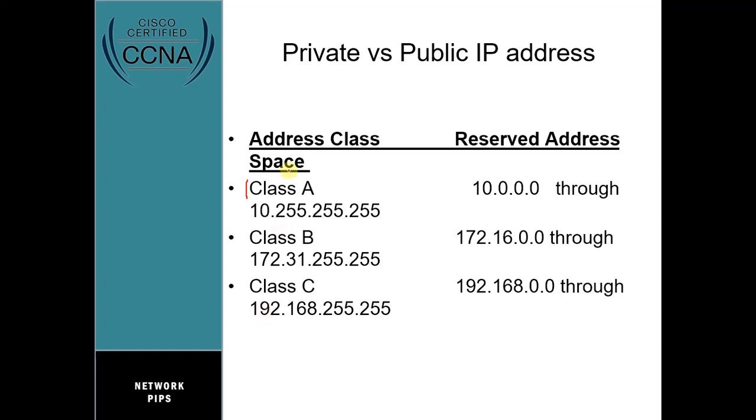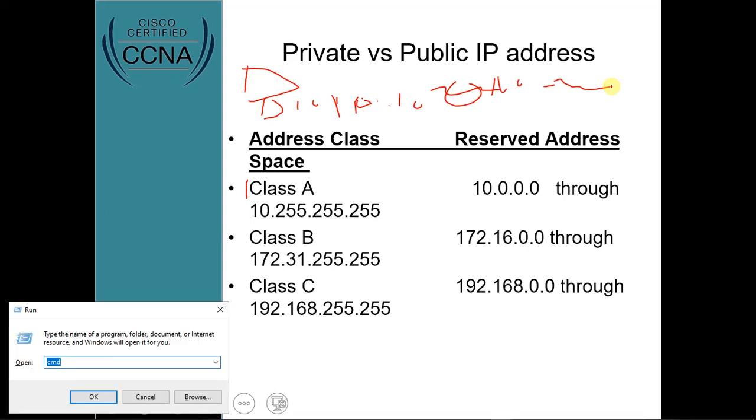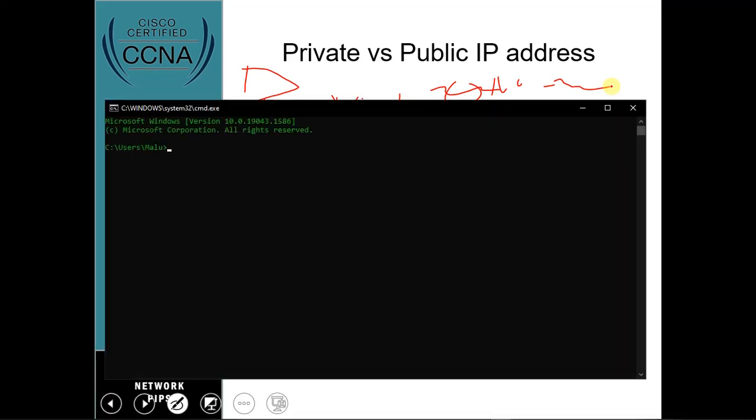So for example, let me say you have a user here bearing maybe 10.10.10. If he wants to go to the internet, he is going to have what is called NAT to translate his address to a public address. Let me bring out my computer and show you what a private IP address looks like.